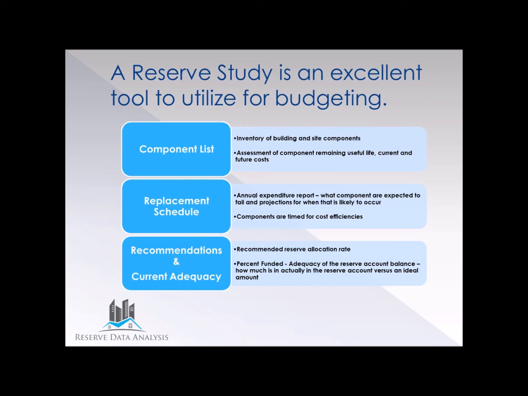funding models. So we have a recommended funding model, we have, say, a baseline funding model, and we have the current funding model, what's the current rate that the association is budgeting for, and are they projected to, say, run into a deficit where they're going to run out of money, where the percent funded drops to zero. So we want to make sure that a community understands where they're at and how adequate their reserve account is at this point in time when we do the reserve study.